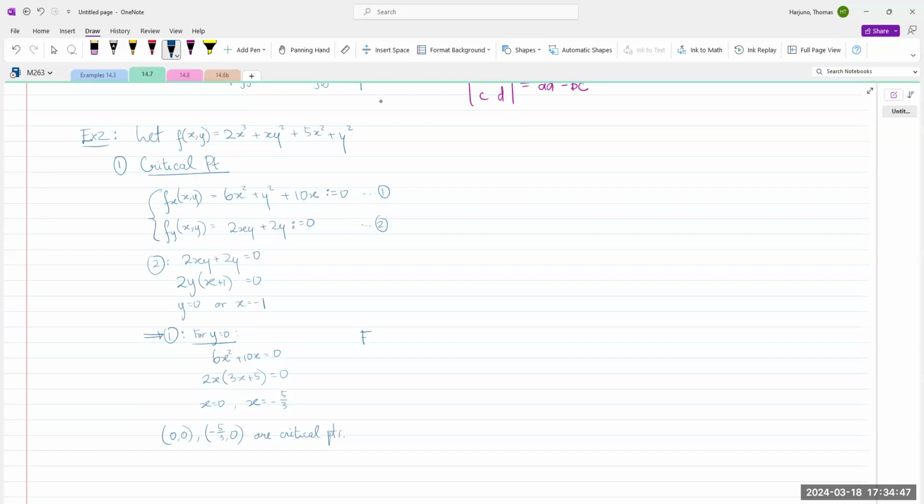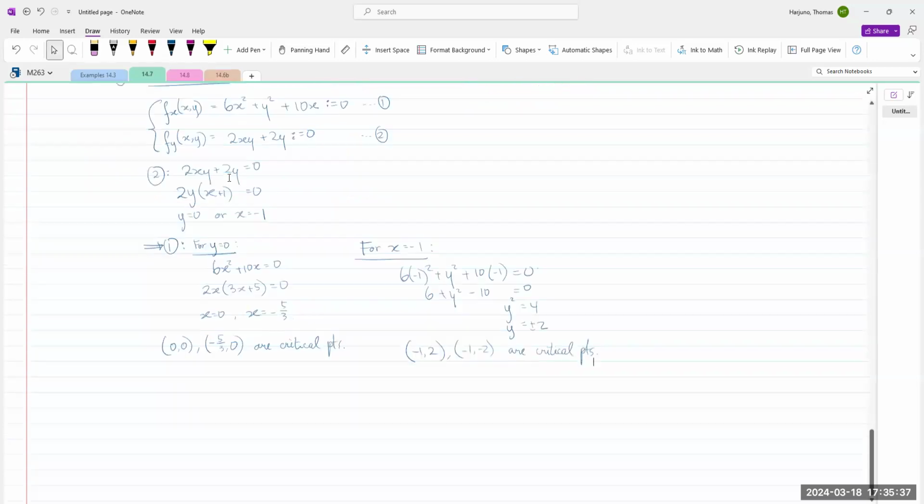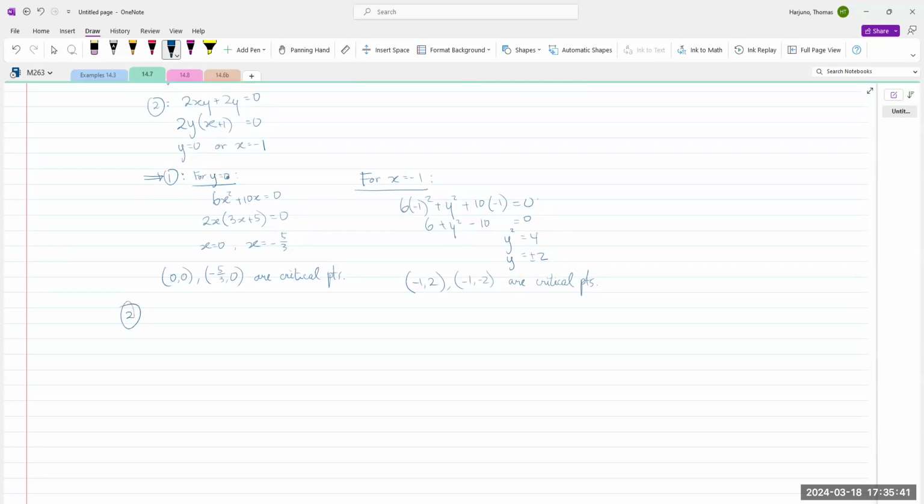Okay, but for x equals -1, I get 6 times (-1) squared plus y squared plus 10 times -1 equals 0. That's 6 plus y squared minus 10 equals 0. So y squared equals 4, so y equals plus or minus 2. So when x equals -1 and y equals 2, and x equals -1 and y equals -2, those are critical points. Okay, so this is the critical point phase. We look for critical points. Now then, the second step, we do the second derivative test.